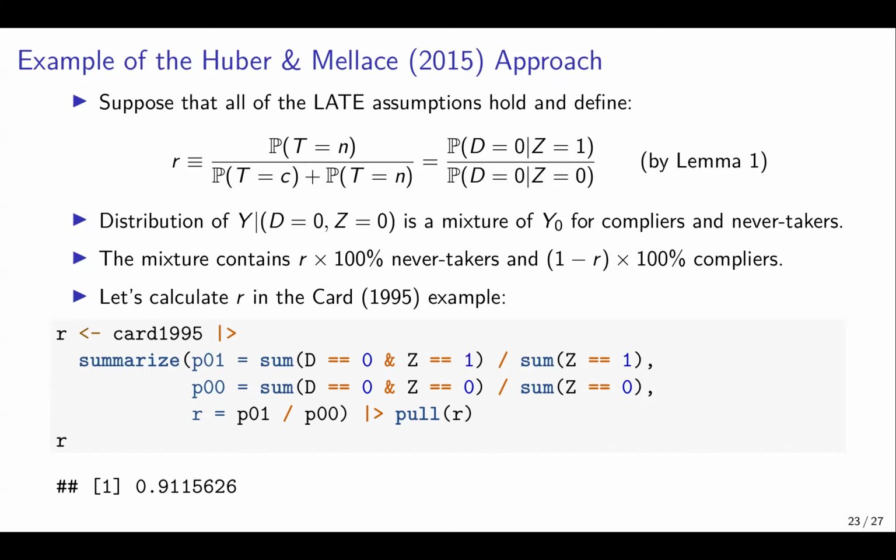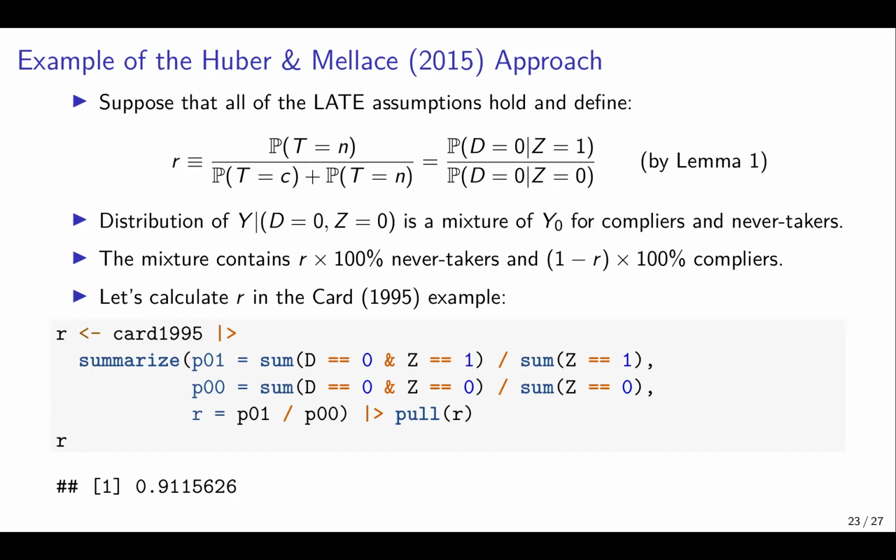So this particular ratio, which I'm going to call R for ratio, is the share of never takers divided by the sum of the shares of compliers plus never takers. All right, so now let's think about why conditional on D is 0, Z is 0. Well, what's that? That's a mixture of Y0, the untreated potential outcome, for what kind of people? Well, again, if D is 0 when Z is 0, that means you're either a complier or a never taker under our assumption that there were no defiers.